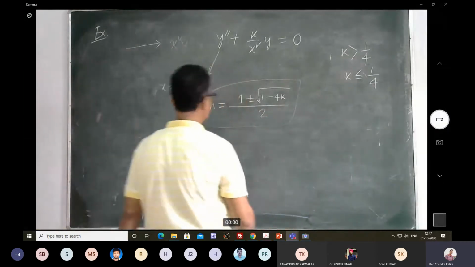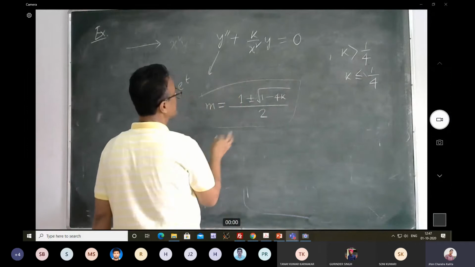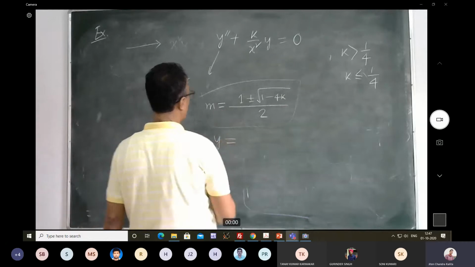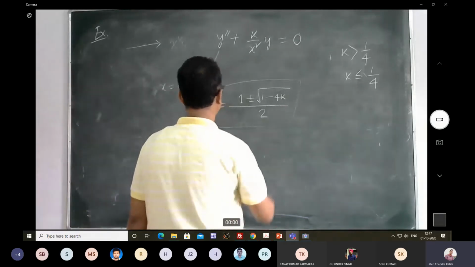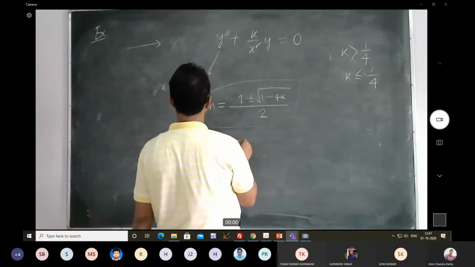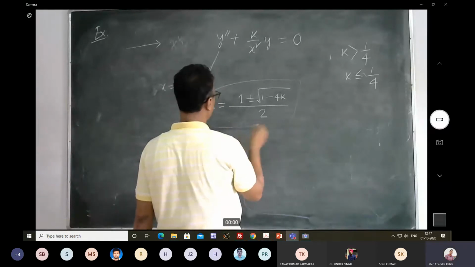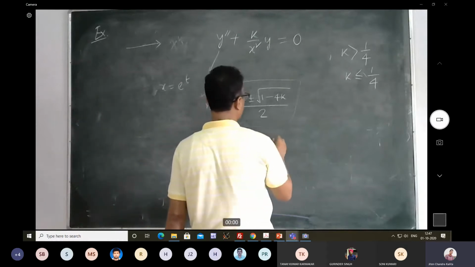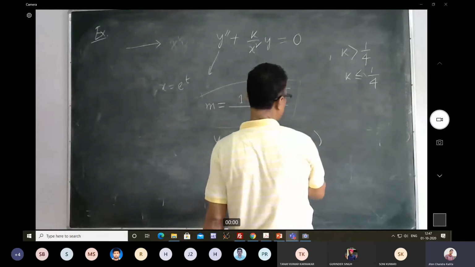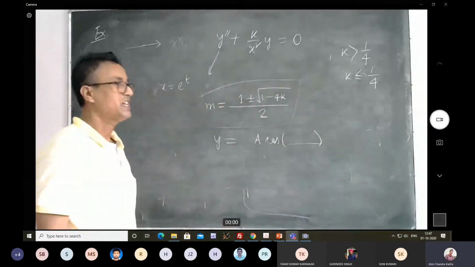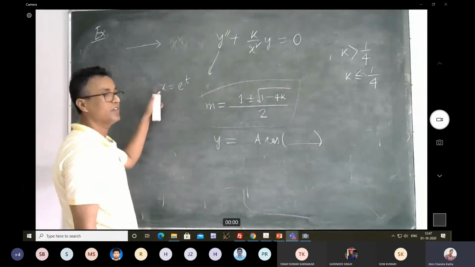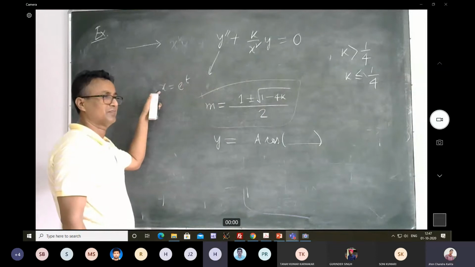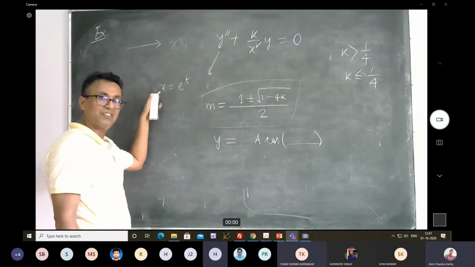So if it has some complex root, then the solution is going to be of this form, y equal to something like a sine or cos, some function of t, and that t you can easily convert into x. Are you getting my point?